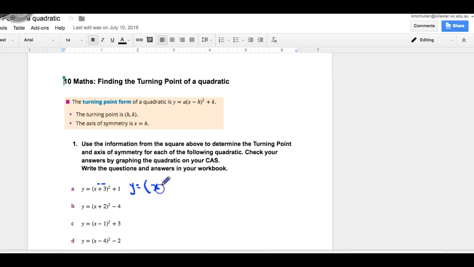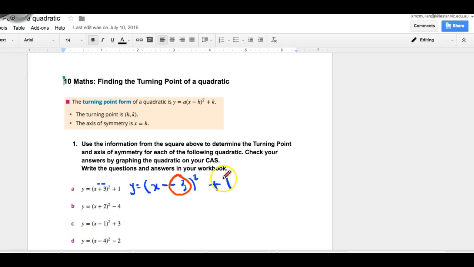I hope you're not sitting there thinking, oh, Miss McMullen, you've already confused me. The reason we do that is because students often think the h is a positive 3 when in fact it's a negative 3, because we have to have a minus there. Because there's no minus there, we can put a minus in there. So the best way to make sure you don't get confused is, if you see a plus in turning point form, just replace it with 2 negative signs. So you can see it's minus negative 3.